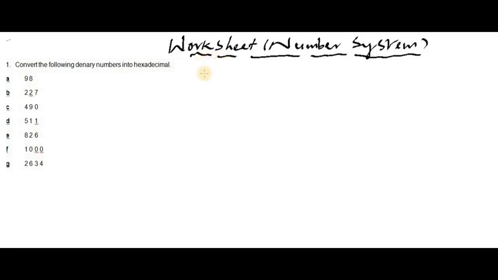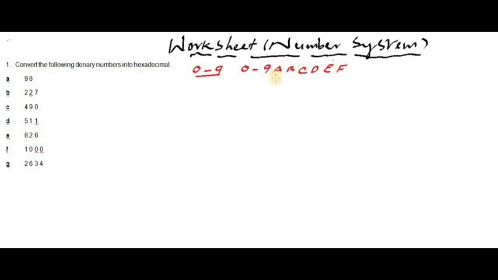A decimal number means a number with base 10. Usually starting from 0 to 9, altogether 10 digits will be there in the decimal number. And in the hexadecimal number, 16 digits or notations will be there, starting from 0 to 9, then A, B, C, D, E and F.